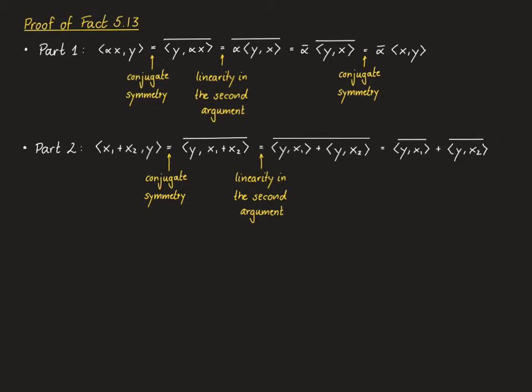And by the rules of complex calculations, this is of course the same as the sum of the complex conjugate of the inner product of y with x1 and the complex conjugate of the inner product of y with x2. And now we can use conjugate symmetry on both of the terms again to show that this is equal to the inner product of x1 with y plus the inner product of x2 with y.